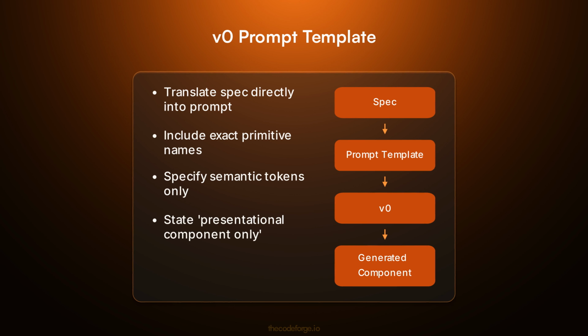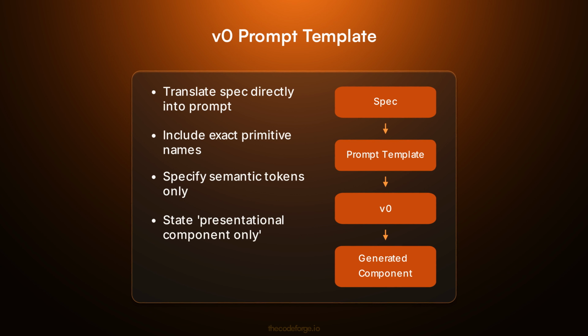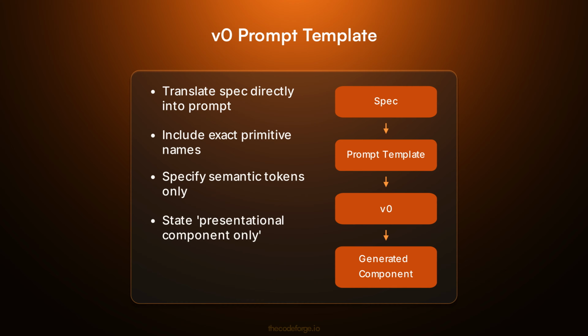The prompt template translates directly from the component spec. Every field in the spec maps to a section of the prompt. Critical elements: explicit shadcn/UI primitive names, semantic token instruction, state requirements, and the separation instruction.